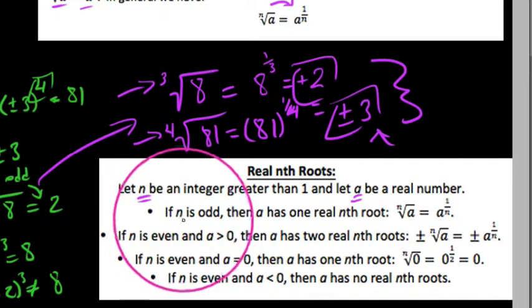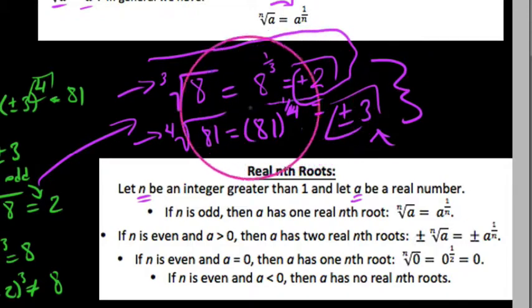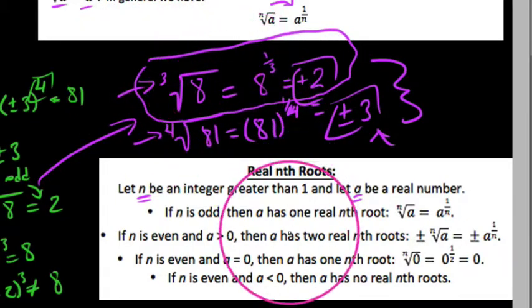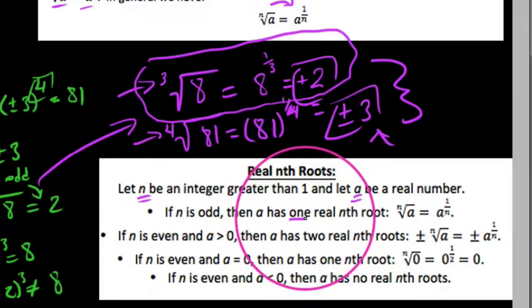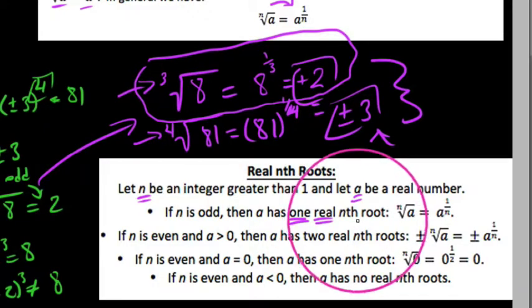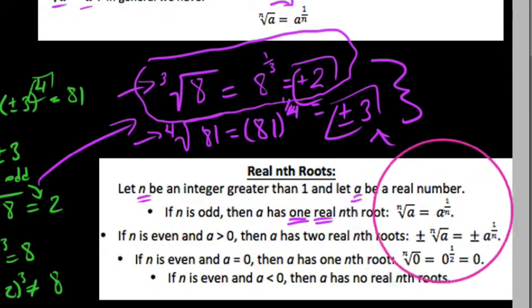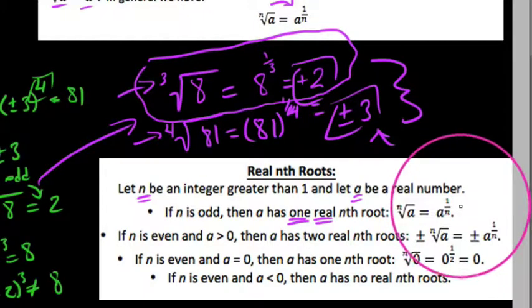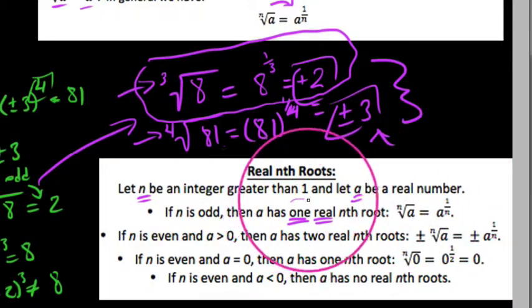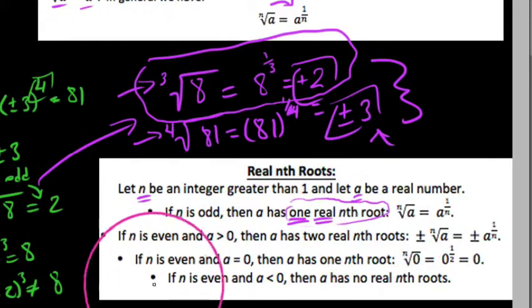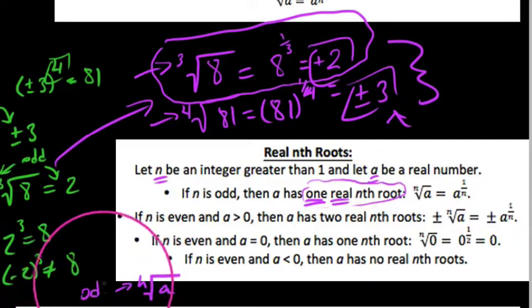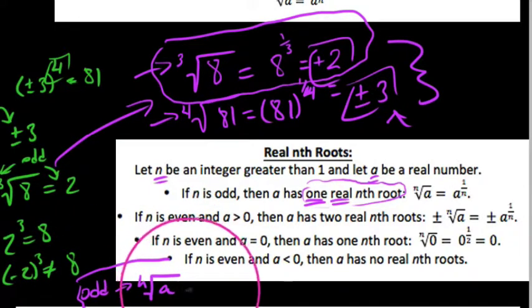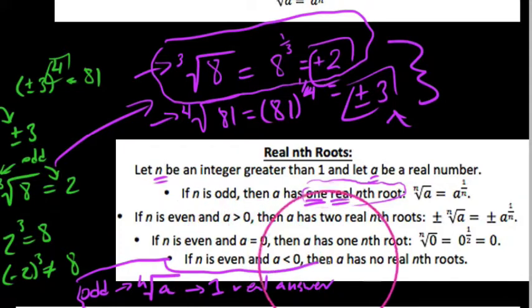Okay, if n is odd, this harkens back to the cube root of 8. When n is odd, then a has one real nth root. The important thing here is that it has one nth root and it's real. So the nth root of a equals a to the 1/n, of course, equals some root of this. But the point here is that you get one real answer. So in the odd case, we say one real answer.